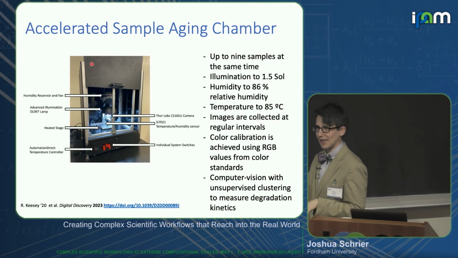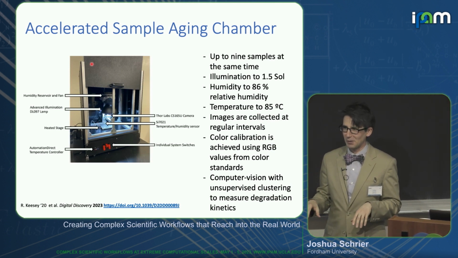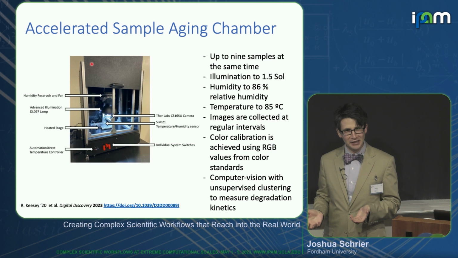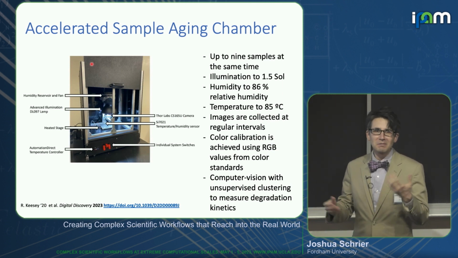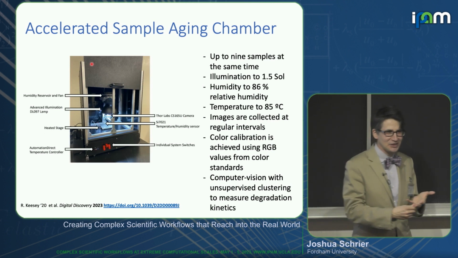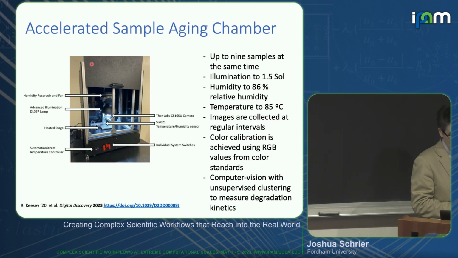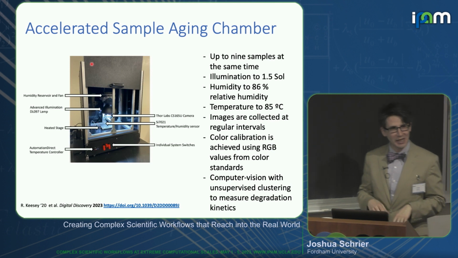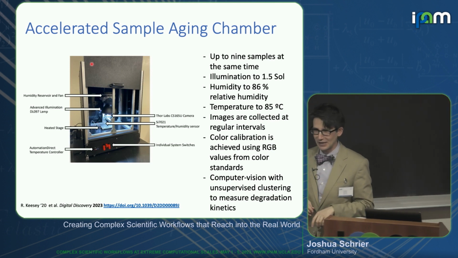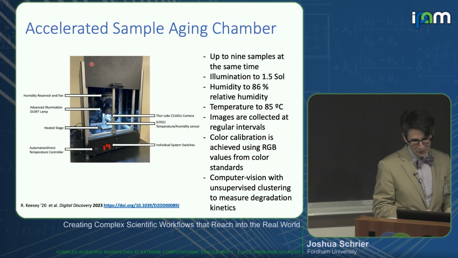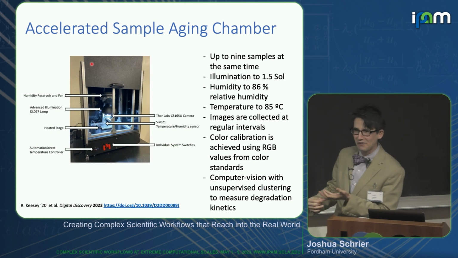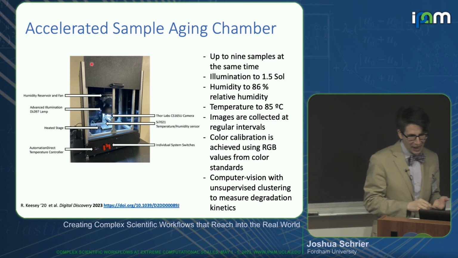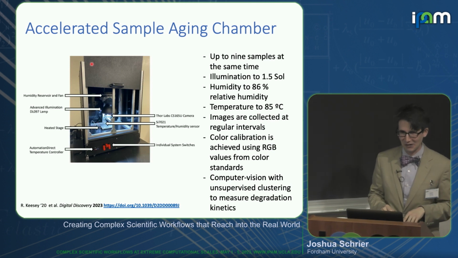We also had some fun. Those of you that work on perovskites are aware that there's this tremendous problem. We want to use them as solar energy materials. They're not stable when exposed to light. That's kind of a problem. They're also not stable when they're exposed to heat or moisture, right? So we built this accelerated sample chamber that we like to refer to as the artificial Singapore. It exposes the samples to 86% humidity, 1.5 suns of illumination, and 85 degrees Celsius, right?